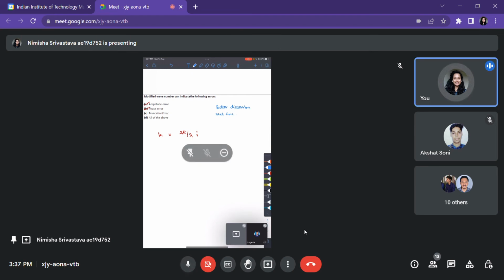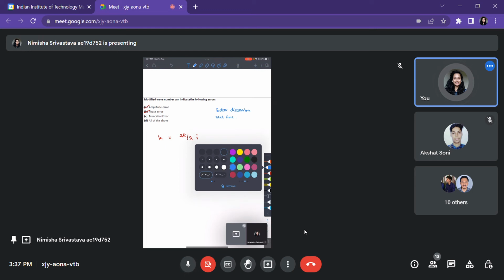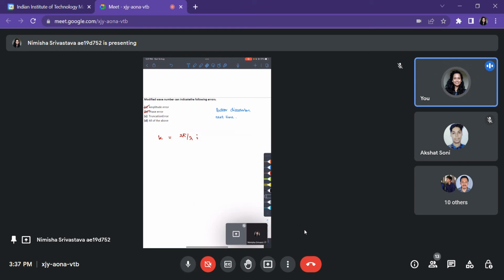Hi, sorry, I hope you can see the screen again. Anyway, the modified wave number can indicate the following errors, that is amplitude and phase error. We will have a better discussion on this next time, even I need some clarity on it. So I'll be able to explain it to you better the next time around. Sorry for the delay.